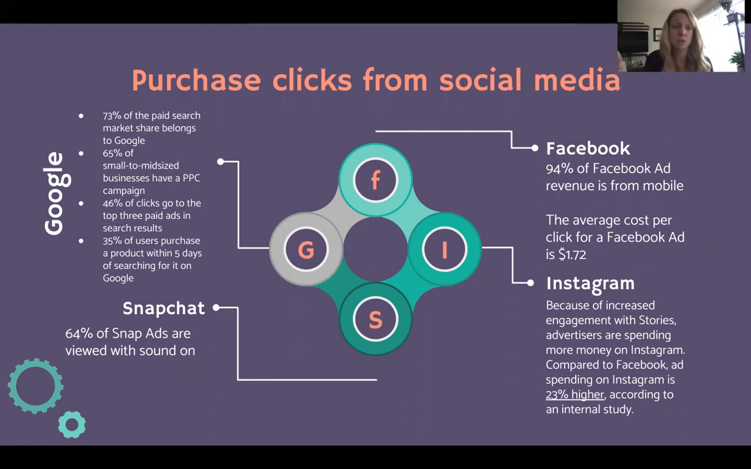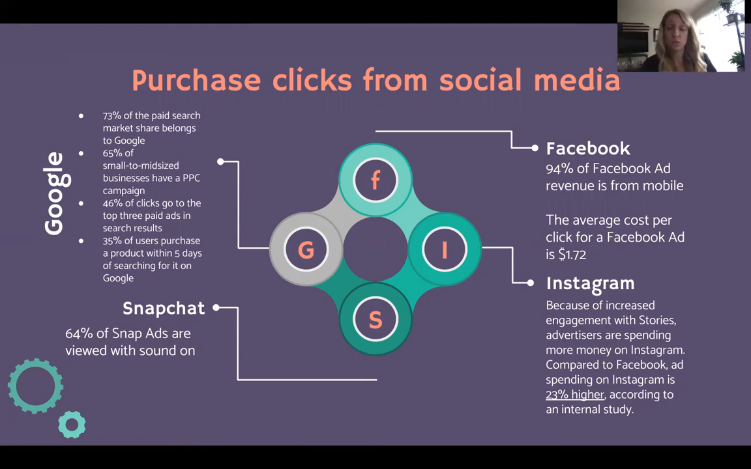46% of clicks go to the top 3 paid ads in the search results. That top 3 search list, when you pull up Google, getting to that is really the epitome of what you can try to do with your pay-per-click campaign. And then 35% of users purchase a product within 5 days of searching for it on Google. So that awareness piece is really getting found on Google. That decision piece is that click.